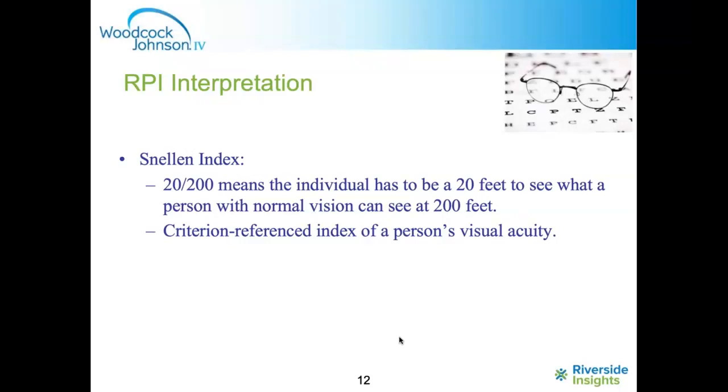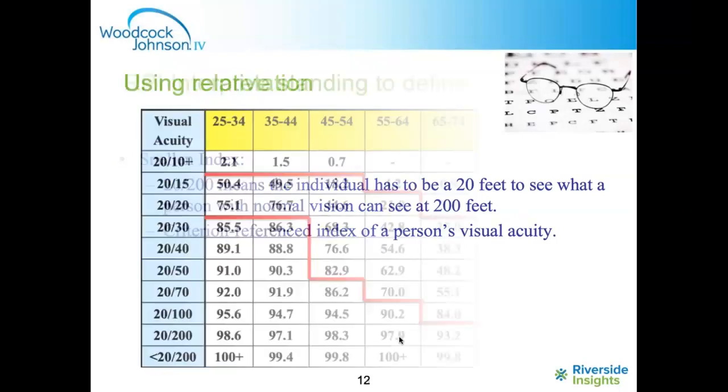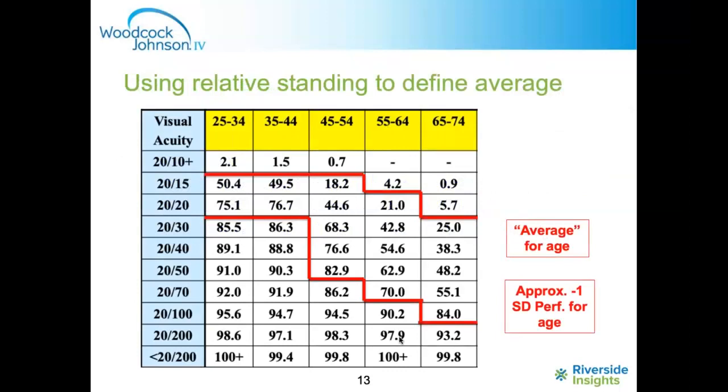Now, imagine, if you will, that we were to use a norm reference index for visual acuity. Here's a grid that has an example of this. This table shows the percentiles for each age and the level of visual acuity. And what you'll notice is that as folks age, their visual acuity declines. And what this means is that poor visual acuity actually becomes average when we use a norm reference metric.